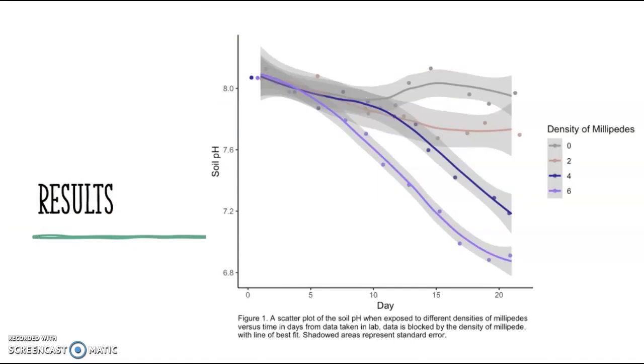In Figure 1 shown here, the influence of millipedes had a greater effect on the overall soil pH over time. We can see a downslope and trend line for each of the groups with millipedes. The slope is larger in groups containing more millipedes. The control, which contains 0 millipedes, can be seen with a pH of about 8.0 throughout the duration of the experiment. Based on this graph, there is a significant relationship between the day and soil pH depending on the density of millipedes.